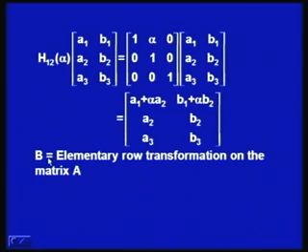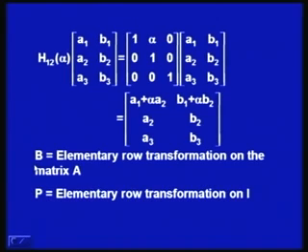Now, we say that B is the elementary row transformation on the matrix A. So, let us say we have a matrix A, and we perform elementary row transformations on it. Let us say after performing the transformation what we get is the matrix B. Then if P is the elementary row operation on I, the same elementary row operation which you have applied on A, then B is equal to P into A. So, A is pre-multiplied by the matrix P and the result is the same.